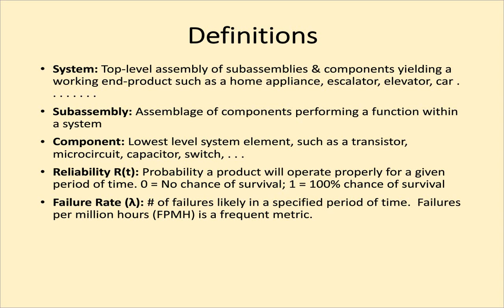Failure rate, given by the Greek letter lambda, is the number of failures for a product that are likely to occur during a specified period of time. You'll frequently see units in failures per million hours, but there are other measures as well. Euler's number is simply a constant. I have it rounded off here to 2.71828, and it's given by the lowercase letter e.